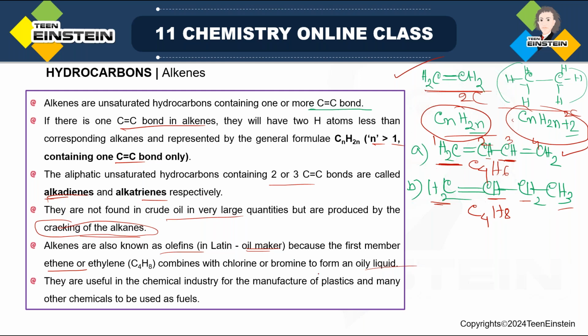They are important in the chemical industry for the manufacture of plastics and many other chemicals, and to be used as fuels. So in the polymer chapter, if you read there, you will see the applications of these double bonds, because among the monomers that we use for the preparation of polymers, many monomers have C=C double bonds. That is a use of alkenes. Okay, manufacture of plastic, I mean polymer.